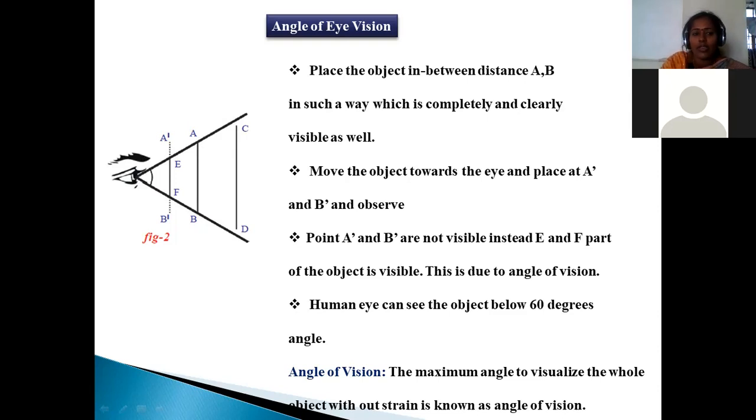In the second case, we are moving this AB stick towards the viewer. Now it is occupying the space of A dash and B dash. So now this stick is in between A dash and B dash. Again, you are going to observe the entire stick, but it is not very clear. Up to a certain extent only you are able to see, that is the E and F distance, and the remaining A naught, B naught portion is not visible to us. That became dark because up to this angle only you are able to see. Beyond this, it is not clearly visible to us.